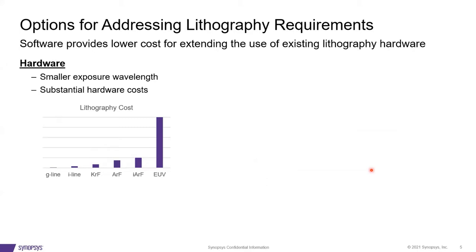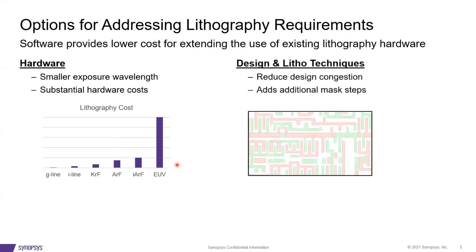There are several options for addressing lithography requirements. Lithography hardware improvements to support smaller wavelengths and enable higher resolution for printing smaller, denser designs is one option. This option provides the best resolution, but it comes with substantial hardware costs. New design and litho techniques, such as buried power rails or super vias, as well as multi-patterning and other patterning techniques, have the potential to relax design density and improve image contrast for better CD control. This extends the life of existing hardware, but they can introduce additional mask steps, which add cost and more manufacturing time.